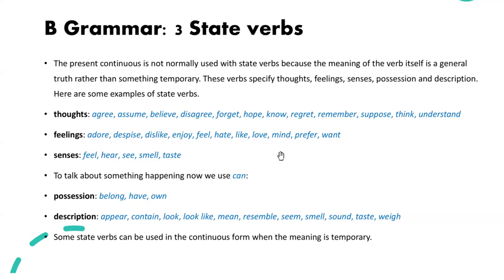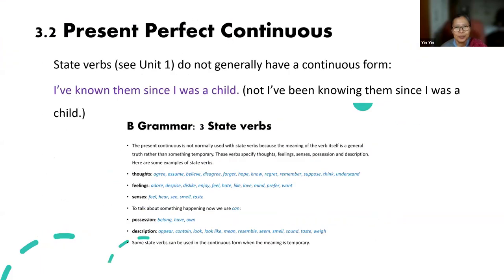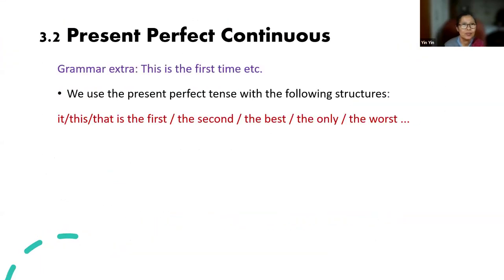Okay. To talk about something happening now, we can use can. Position. Belong, it belongs to me, mine. Statement. Descriptive verbs: look like, resemble, seem, smell, sound, taste. You can't be continuous. Simple. Okay.